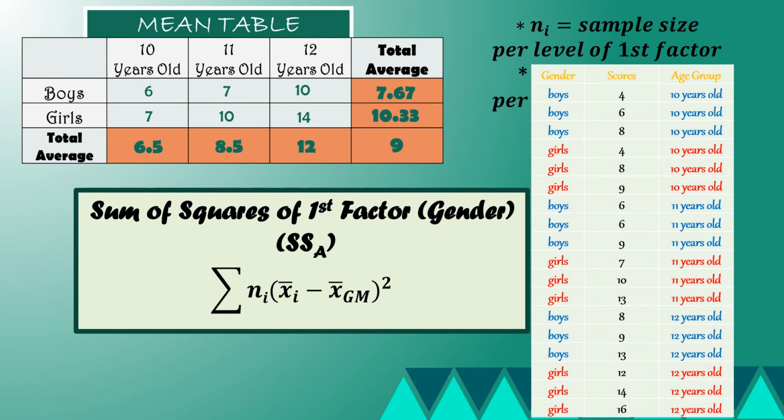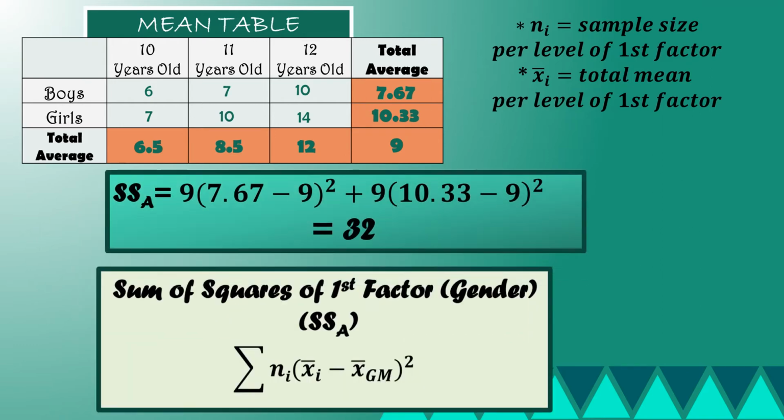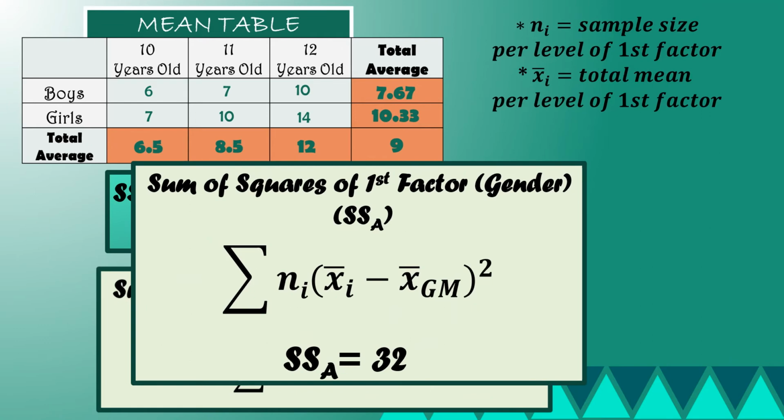So in the gender group, we have 9 boys and 9 girls, and mean sub i is equal to the total mean per level of the first factor, which is these values. So the sum of squares of the first factor is equal to 9 times (7.67 minus 9) squared plus 9 multiplied by (10.33 minus 9) squared, which is equal to 32.